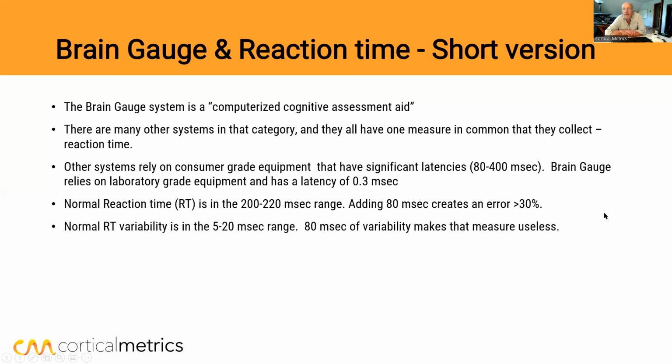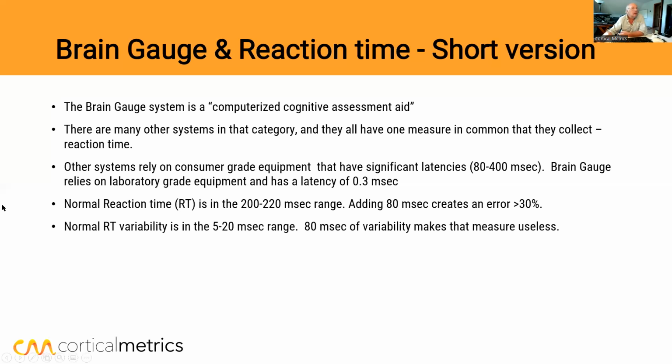Normal reaction time variability, which is a very good measure and actually much more sensitive than reaction time, is in the 5 to 20 millisecond range. So 80 milliseconds of variability pretty much makes that measure useless.